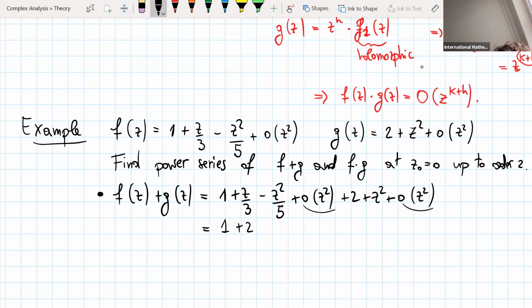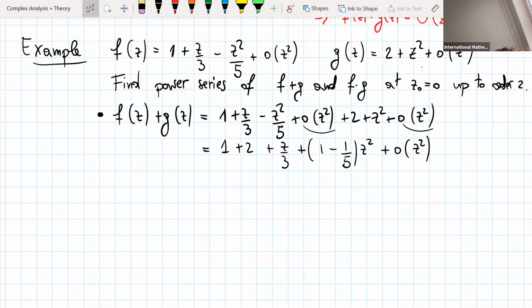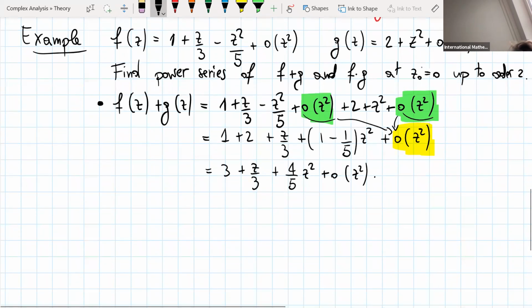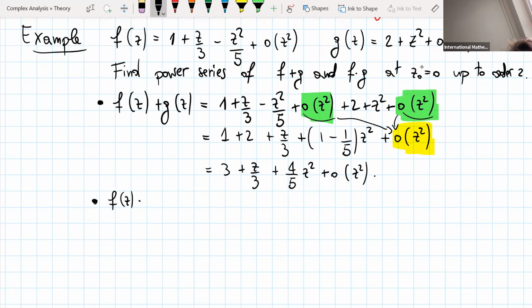So of order 0, we have 1 plus 2. Then of order 1, there is only z over 3. And of order 2, there is minus z squared over 5 and z squared. And then all the other terms are of order bigger than 2. So I write only once O of z squared, because if I have two terms of order bigger than z squared, they can be summed up together and they both give an order higher than 2. So here we find 3 plus z over 3 plus 4/5 z squared plus terms of order bigger than 2. Okay, so this is the result for the sum. Let me now do the product. So what is f of z times g of z?